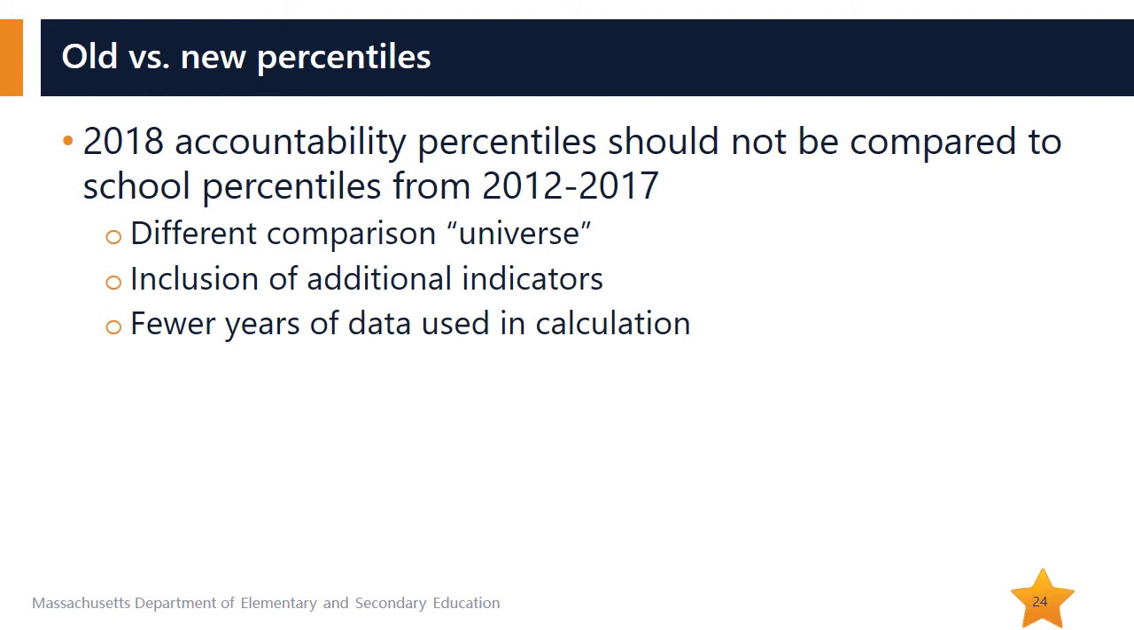Older percentiles used 4 years of data, and we hope to build up to using multiple years of data in the new accountability percentiles, but that will take time. These 3 factors are very important. While a school's accountability percentile will still be a number 1 to 99, just like they may have received in the past, it does not reflect all of the same information and comparisons. As a result, the 2018 accountability percentiles should not be compared to historical percentiles.